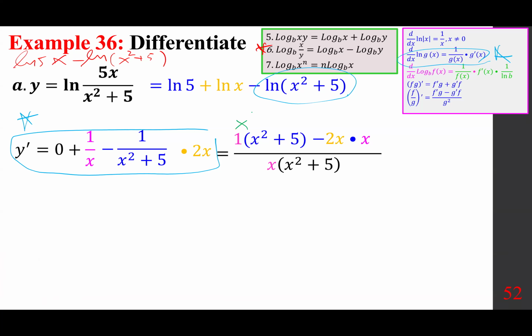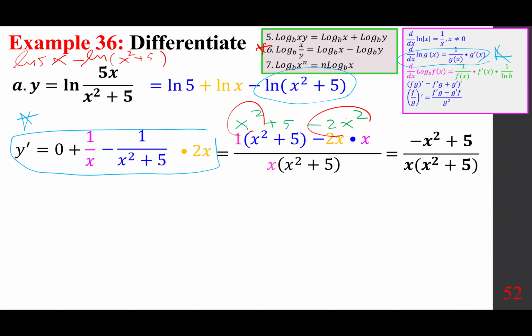This is x squared plus 5 minus 2x squared. These two, we can combine. And we get to the final answer, minus x squared plus 5. The denominator remains unchanged, x times x squared plus 5.